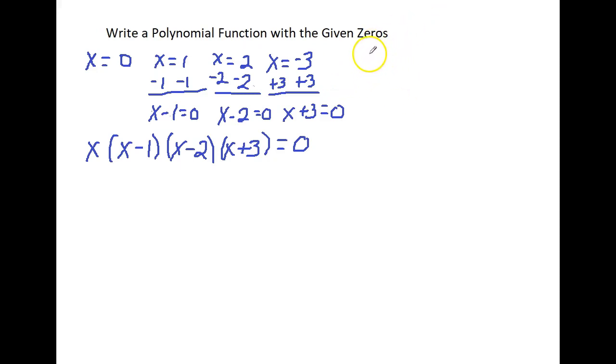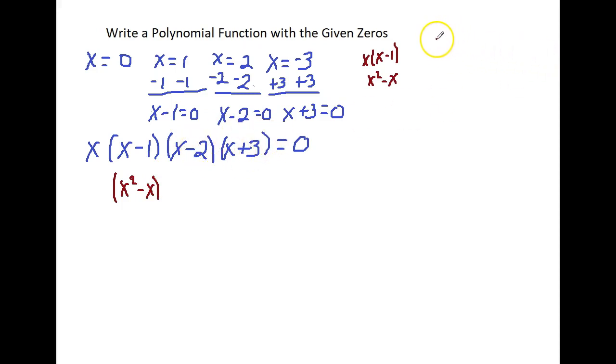Alright, so I'm going to take the first ones. I'm going to take x times x minus 1. You just distribute your x here, so I have x squared minus x. So I'm going to write this underneath, and this is one set of parentheses now. X squared minus x.